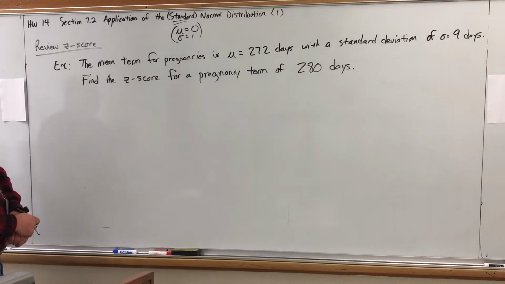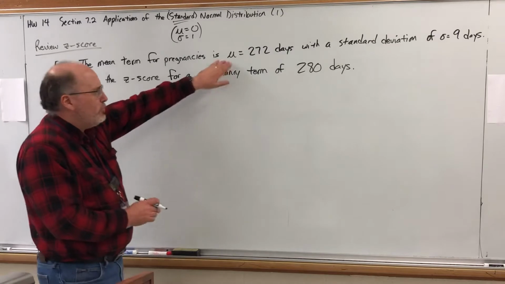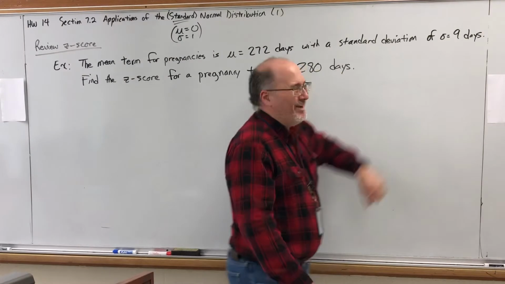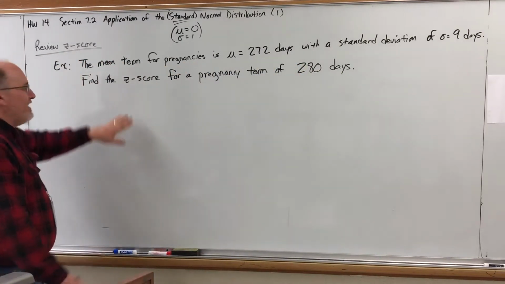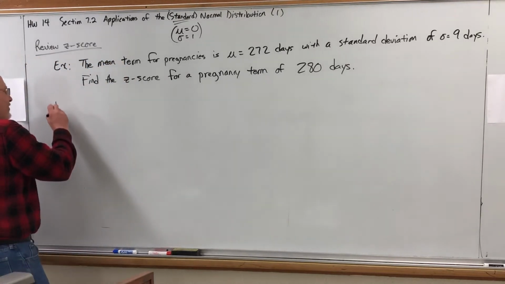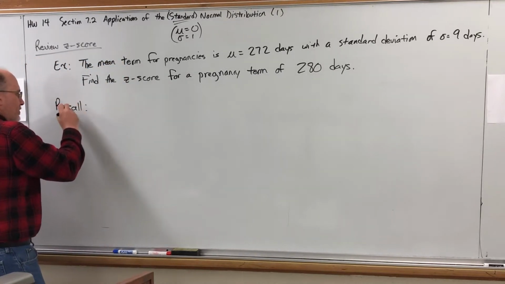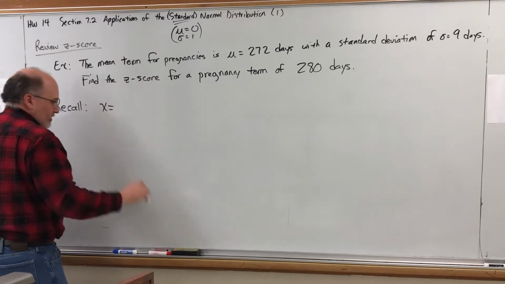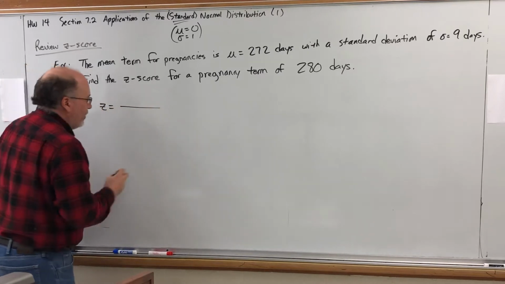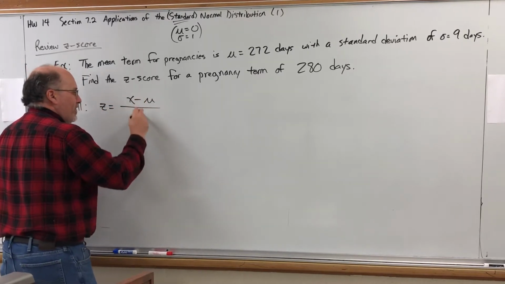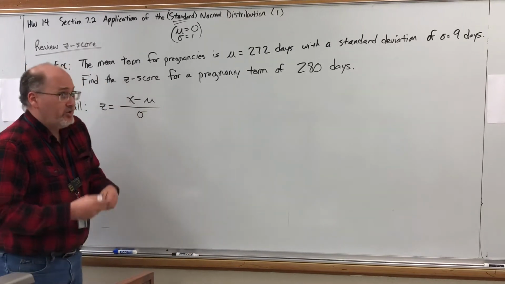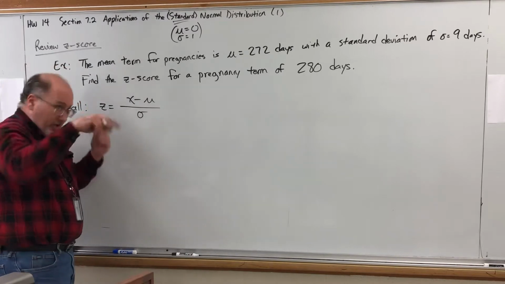In this example, the mean term for pregnancies is mu equals 272 days with a standard deviation of sigma equals 9 days. And we'll start by just finding the z-score for a pregnancy term of 280 days. Recall that the formula for a z-score is z equals a fraction. On the top is x minus mu, and on the bottom is sigma. The mu and the sigma are just the mean and standard deviation of the normal distribution, the bell-shaped distribution.